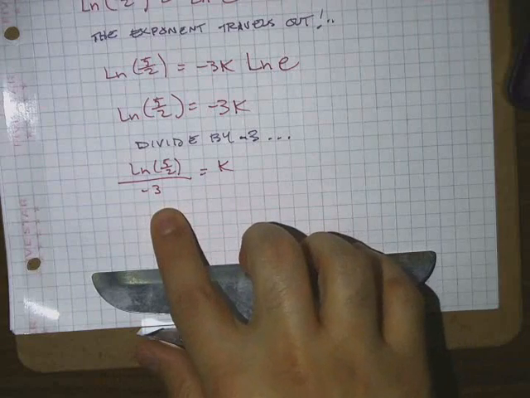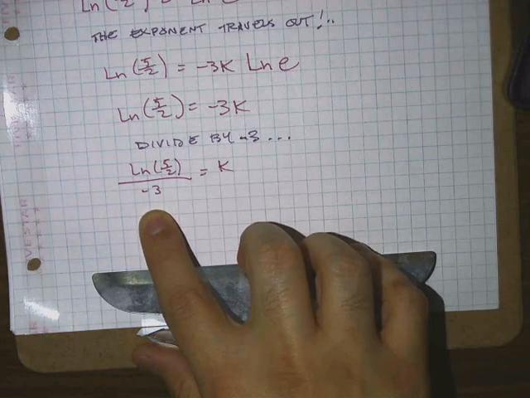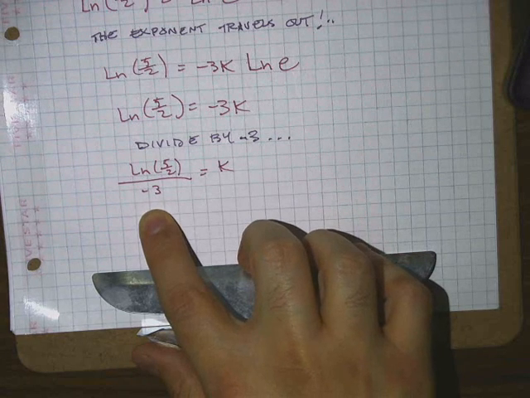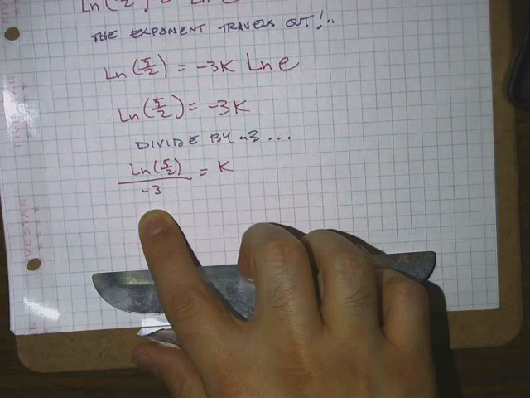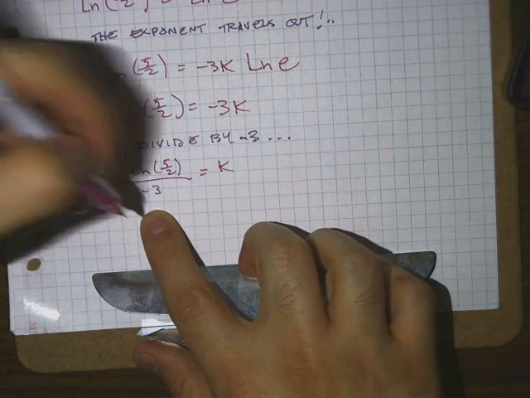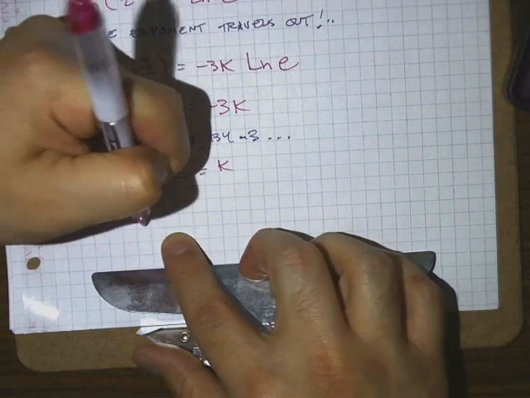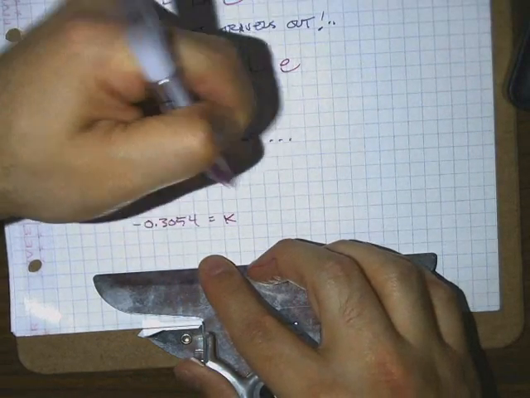Can somebody tell me what that approximation is? Negative 0.3054 is equal to k.